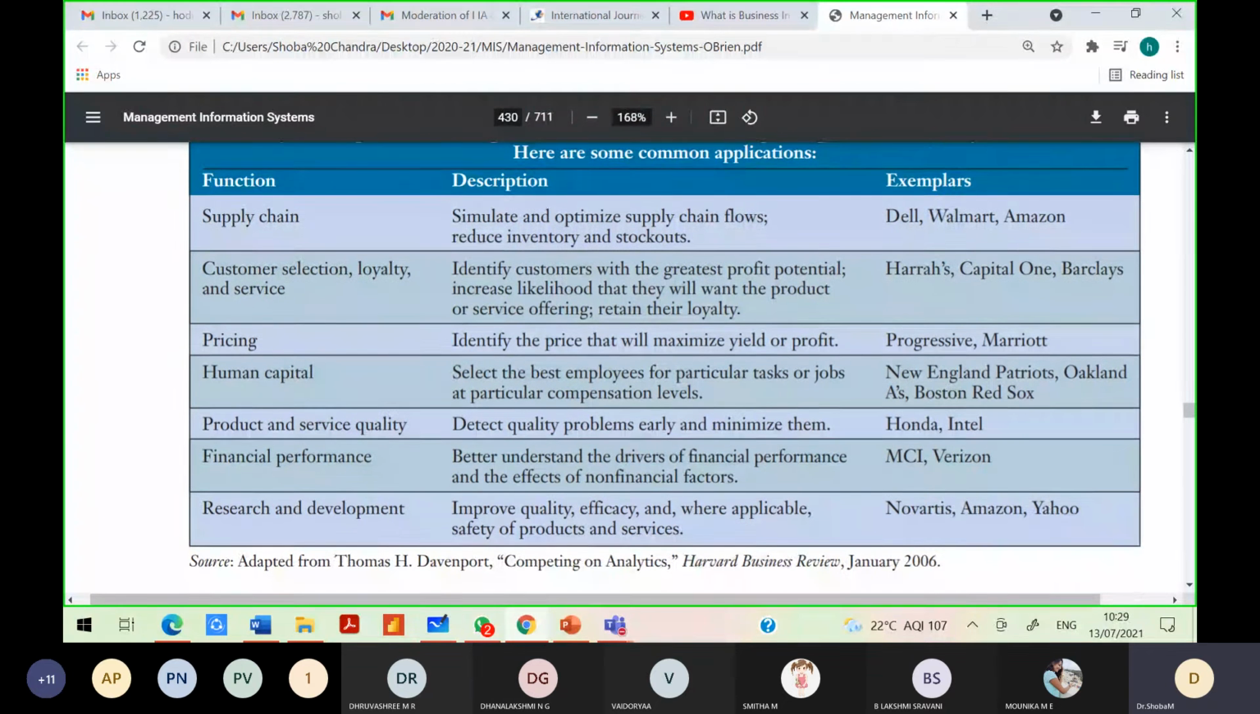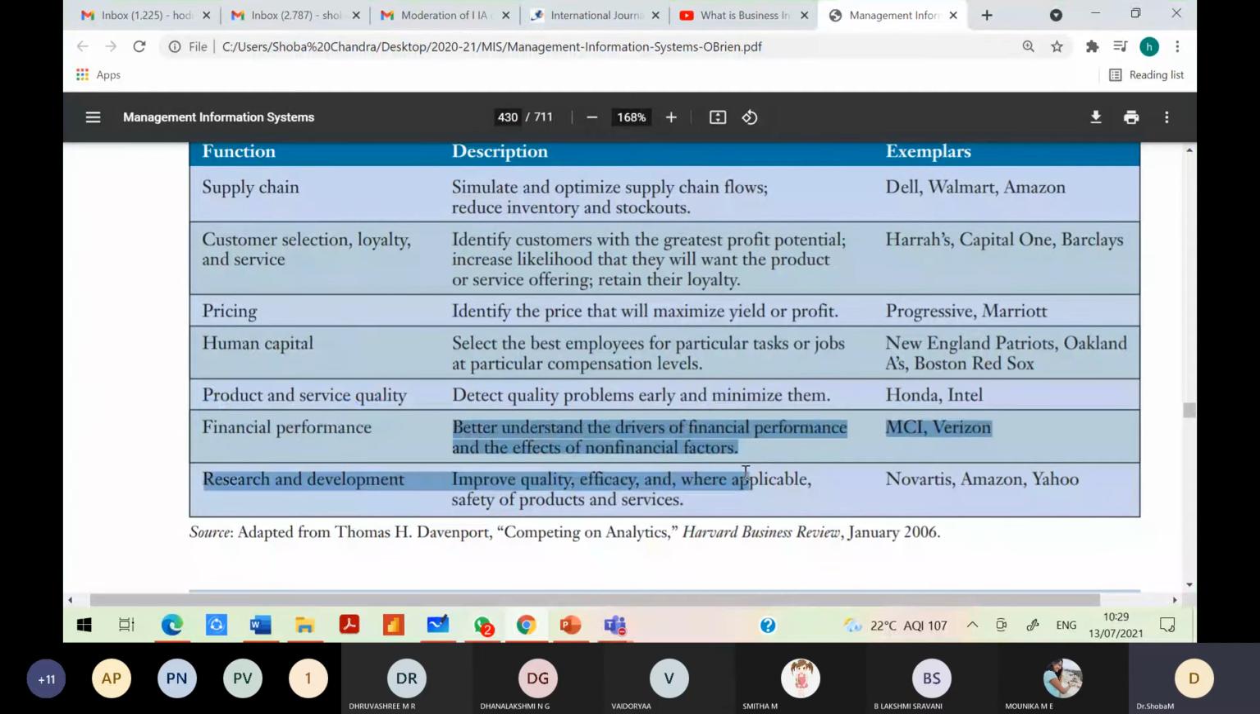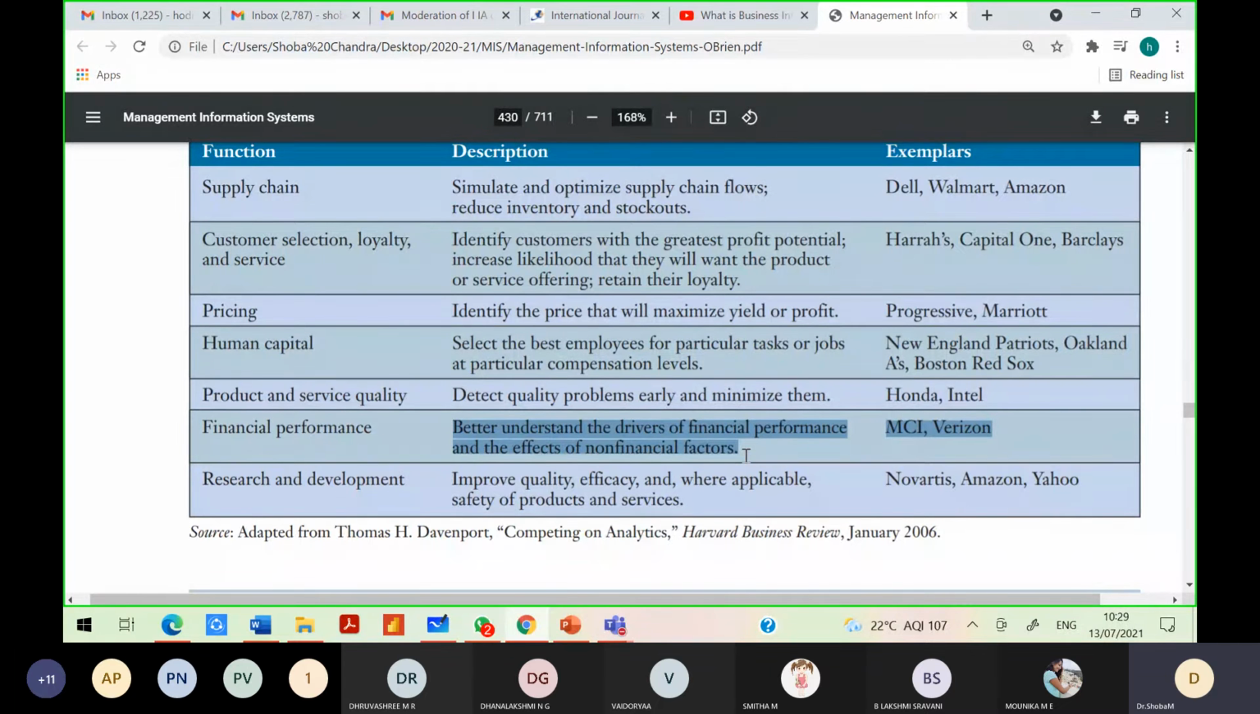Yeah, okay. Next is human capital, we have done, and next is product, this is also done. Next is financial performance. So better understand the drivers of financial performance and the effect of non-financial factors, okay? Sometimes, to get the maximum profit, some parameters which are not relevant to finance also matter a lot, right? Some examples given here are NCI and Verizon, and similarly R&D.